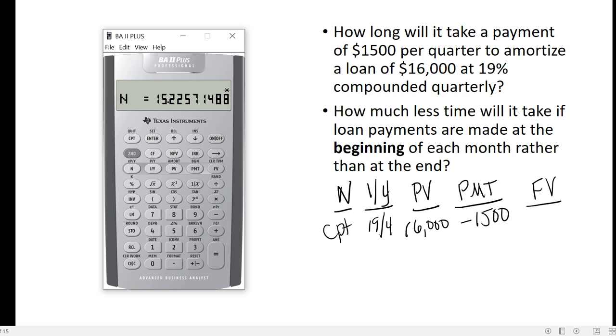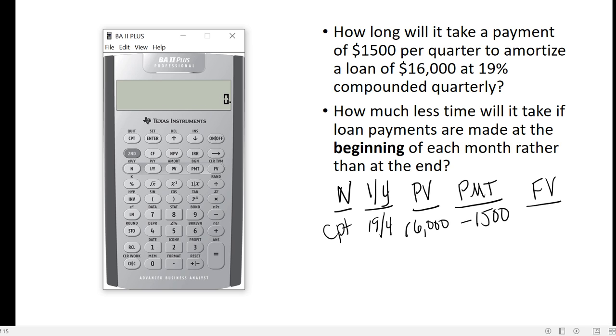So it would take 15.23 quarters. So we want our answer to be in yearly or annual amounts. So we undo what we normally do for N, for compounding quarterly, where we would normally take a year and multiply it times 4. Now we're going to take the quarters and divide by 4 to get the annual answer. So the first answer for the ordinary annuity is 3.8 years.